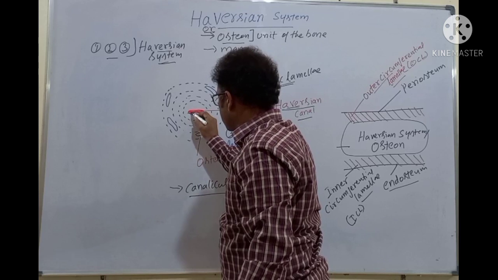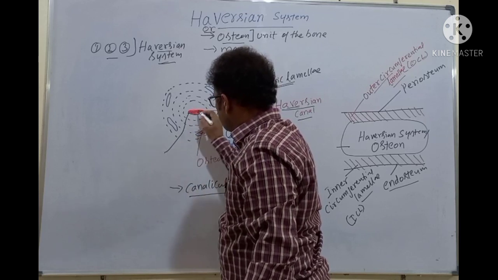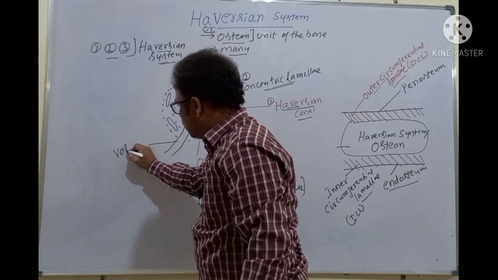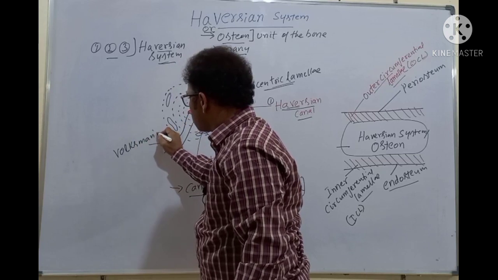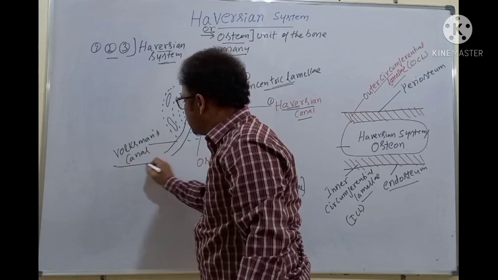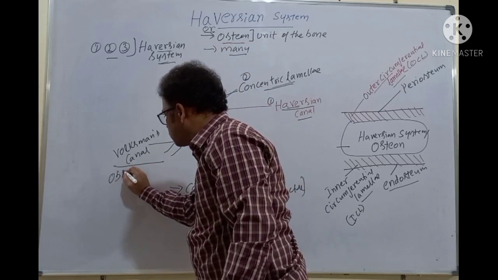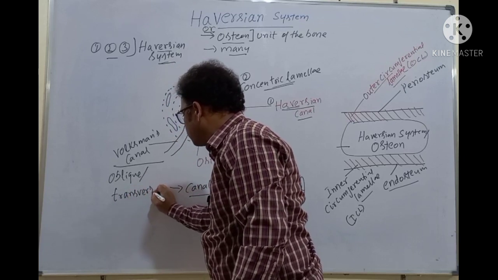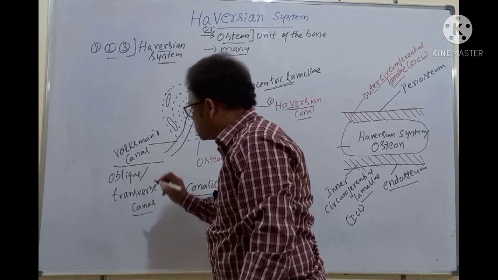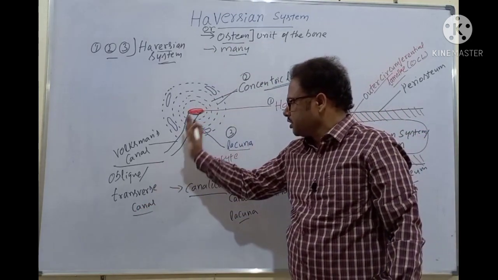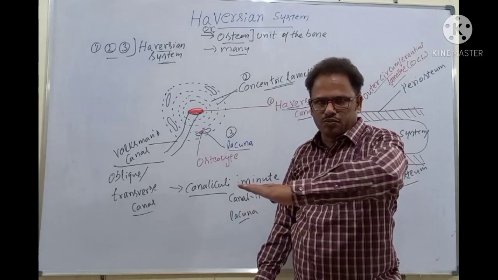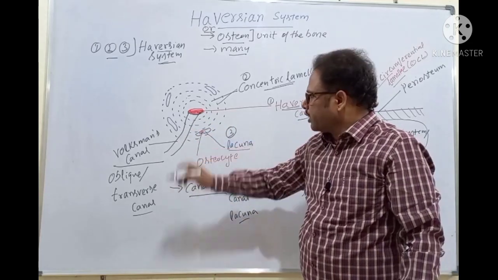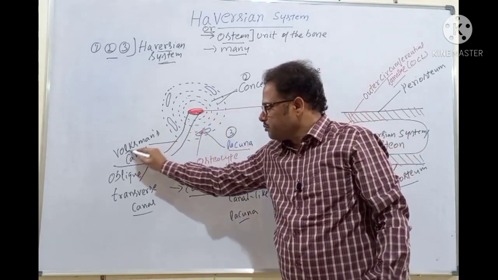Volkmann's canals. That's called the Volkmann's canals here. So this one is, for example, a Volkmann's canal. The Volkmann's canal is an oblique or a transverse canal. Its position is like that. Oblique means a slanting one. Transverse means a horizontal one, isn't it? So it must be either oblique or transverse. A canal-like structure is called a Volkmann's canal.